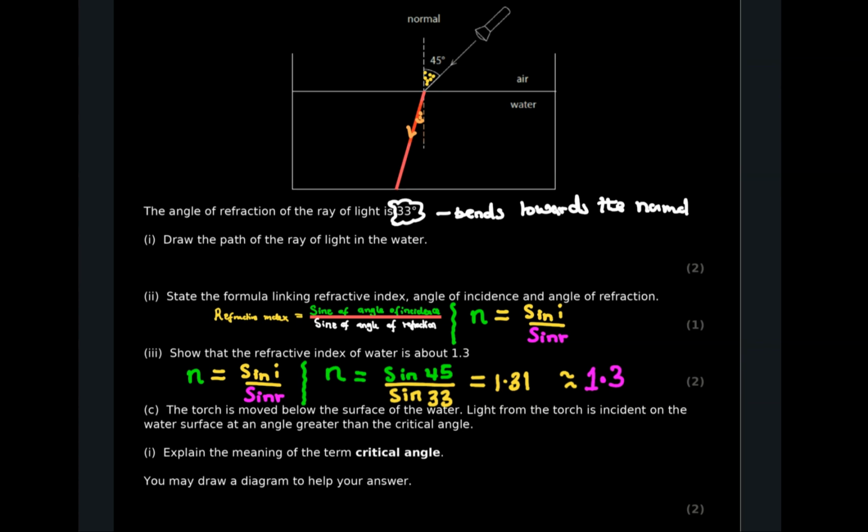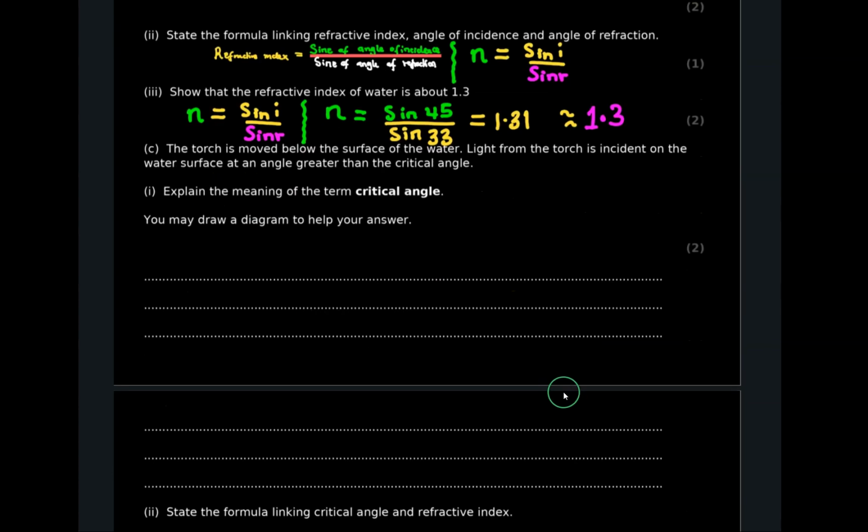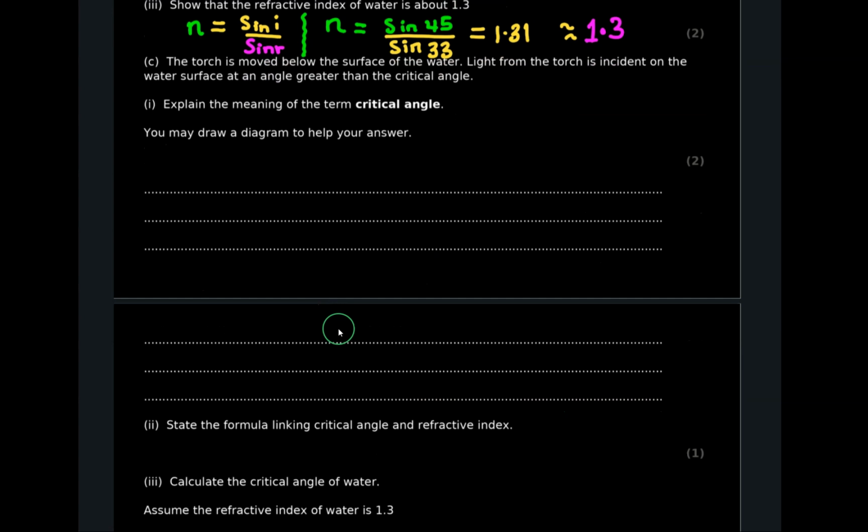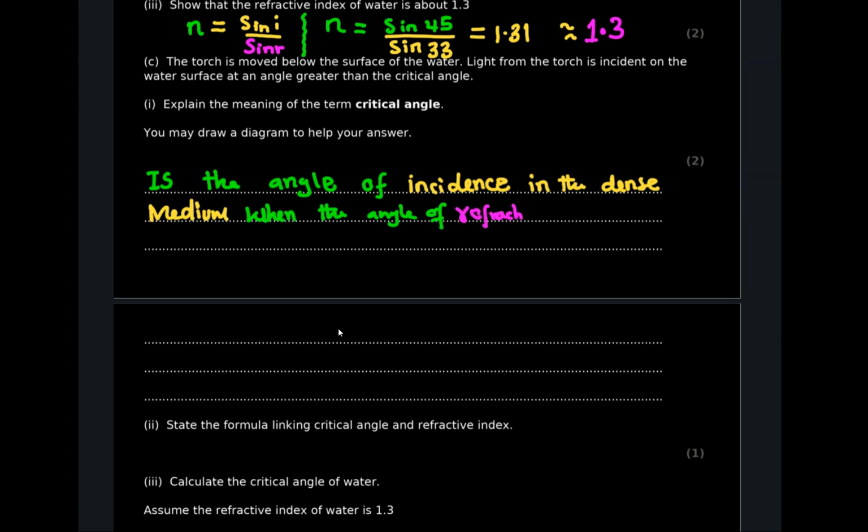But let us look at Roman 1. It says, explain the meaning of the term critical angle. Critical angle is a type of angle of incidence in the dense medium, when the angle of refraction in the less dense medium is 90 degrees. So let us write it down so that you can understand what I'm saying. Critical angle is the angle of incidence in the dense medium when the angle of refraction in the less dense medium is 90 degrees.